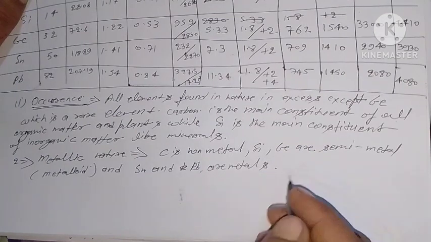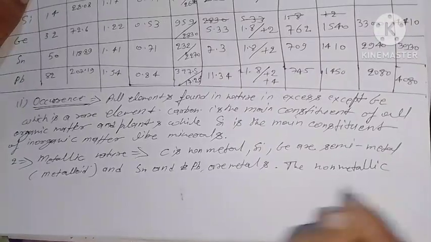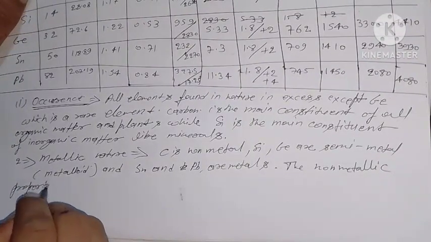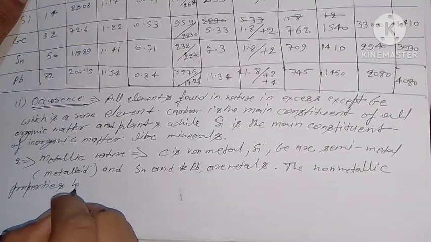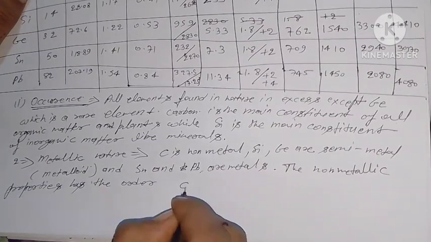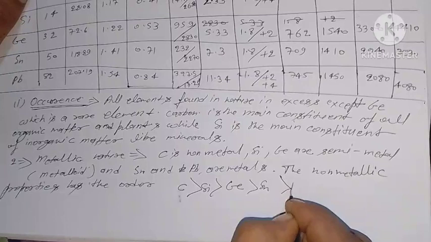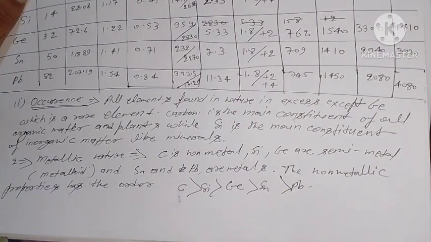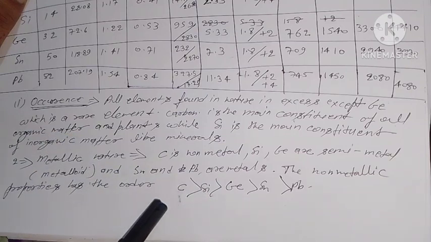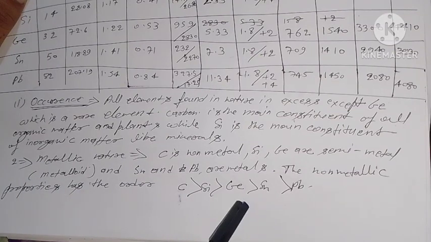The non-metallic property has the order: carbon is greater than silicon, is greater than germanium, is greater than tin, is greater than lead. Okay. Carbon is non-metal, silicon and germanium are semi-metals, metalloids, and tin and lead are metals.